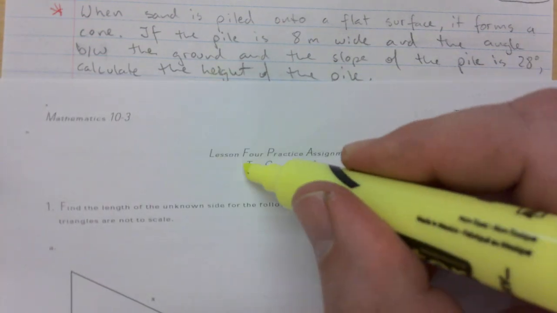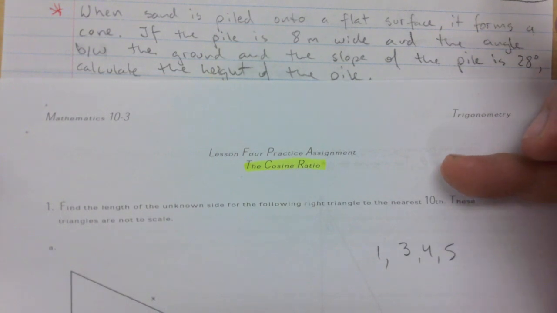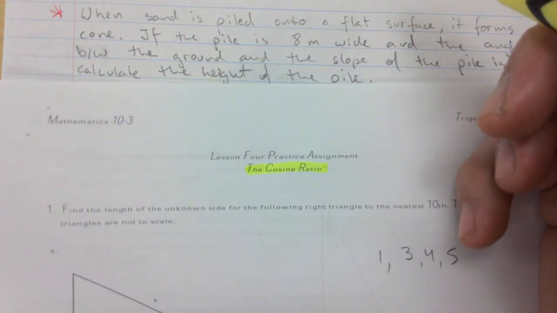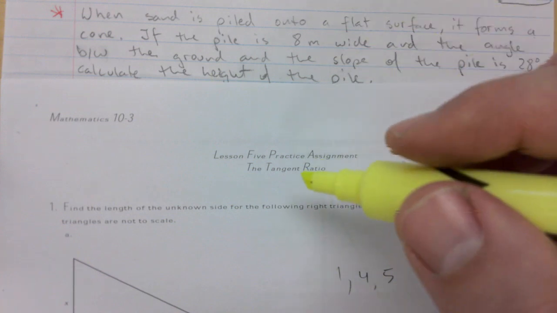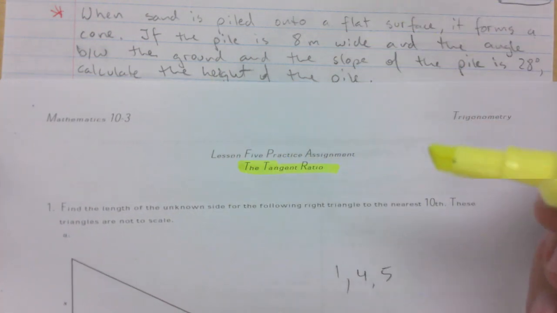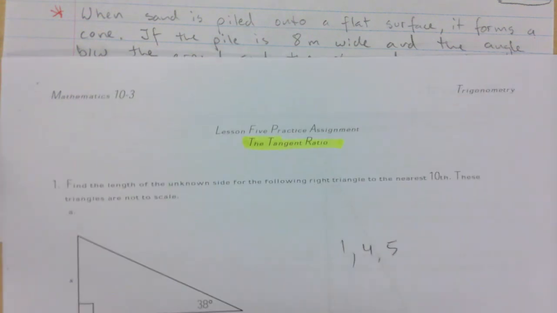Then you have the cosine ratio. Okay, it looks like this, exactly the same. It's folded, you can't miss it. It's not stapled, it's just folded. Look for that one. And the last one is the tangent ratio. Okay, so now that we've covered all three, sine, cosine, tan, we've done word problems. Now you should be able to do these questions.